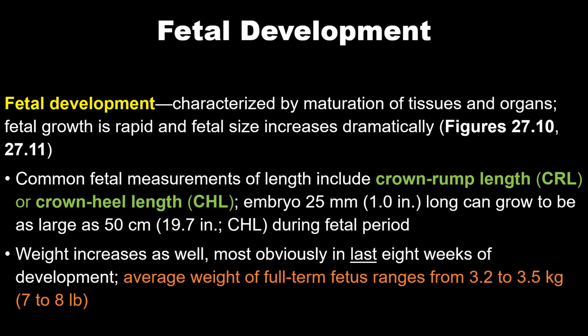Now, during fetal development, the growth of the fetus is going to be characterized by the maturation of tissues and organs. In addition, fetal growth is rapid, and fetal size will change and increase dramatically. Length measurements are typically taken as crown rump length, CRL, or crown heel length, CHL. Now, an embryo that's 25 millimeters long can grow as large as 50 centimeters during the fetal period. Weight will increase as well, most obviously during the last 8 weeks, with the average weight of a full-term fetus ranging between 7 to 8 pounds.